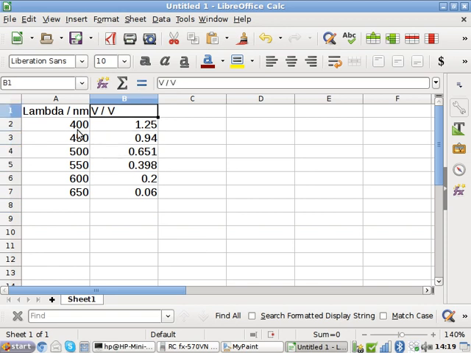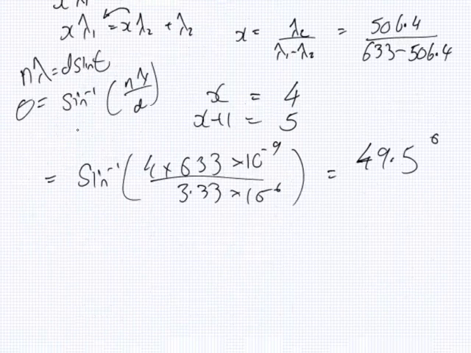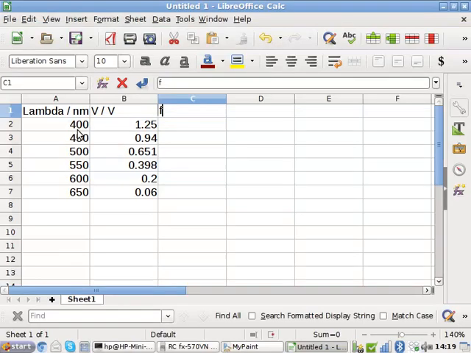And then, what's the first question? Complete the results table, frequency. Okay, well, frequency. 10 to the 14 hertz, what is that? Oh, that's what they want the frequency unit in. So they want you to put the answer in 10 to the 14th. Let me just make that F smaller.